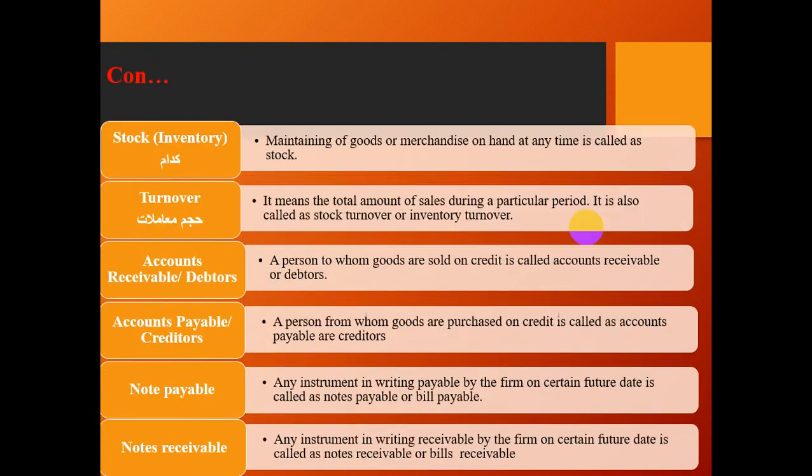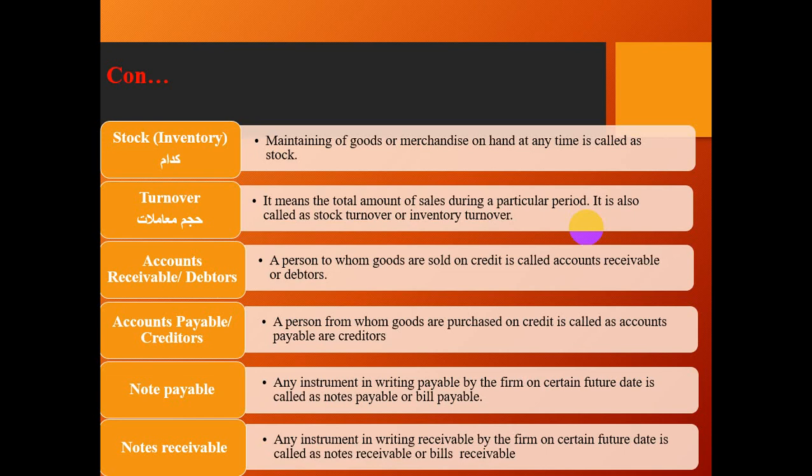Commission: any charge paid for the purpose of performing a task is called commission. Next, we have stock or inventory. The maintaining of goods or merchandise at a store is called what? Stock. The next is turnover. What do you mean by turnover? Turnover is nothing but the amount of total sales in a particular period of time, that is called stock turnover, inventory turnover, or sales turnover.